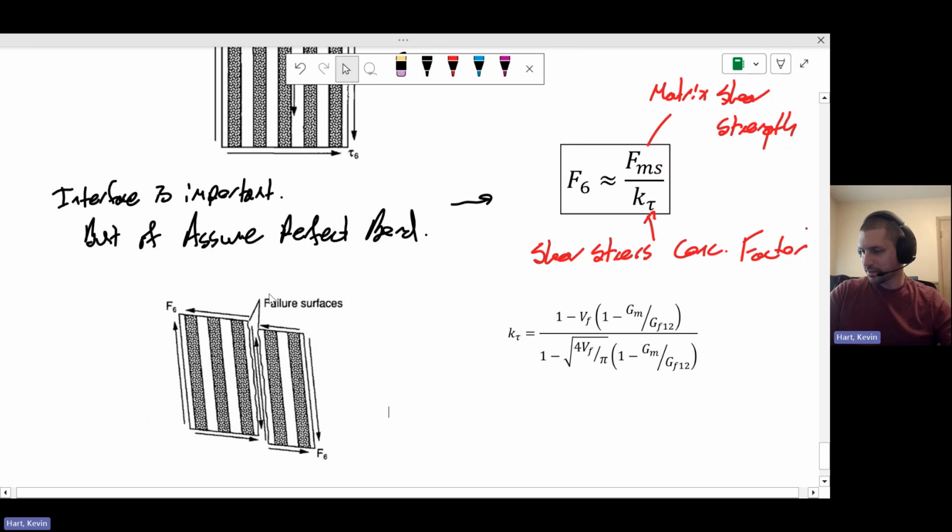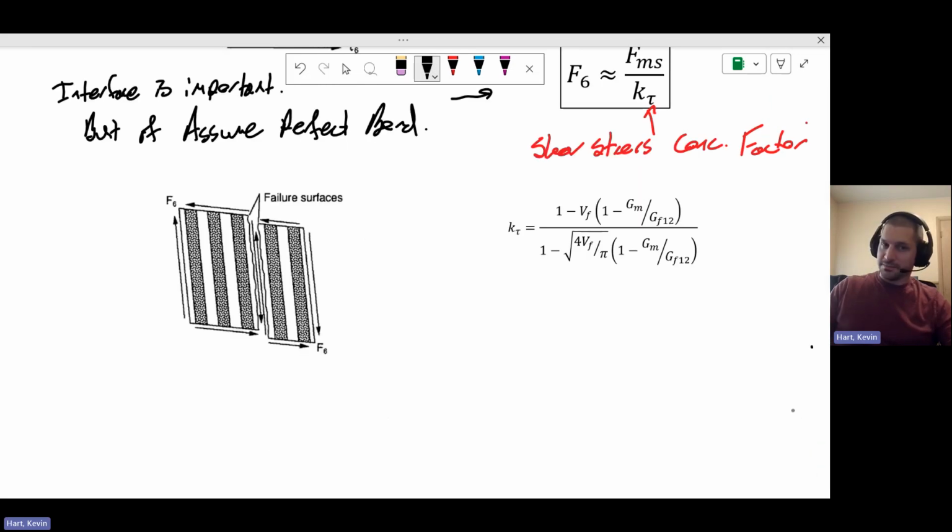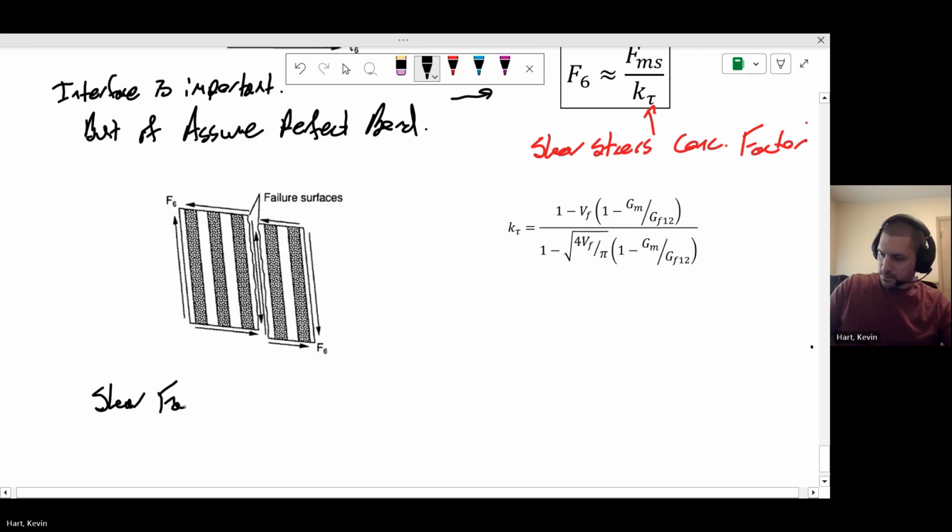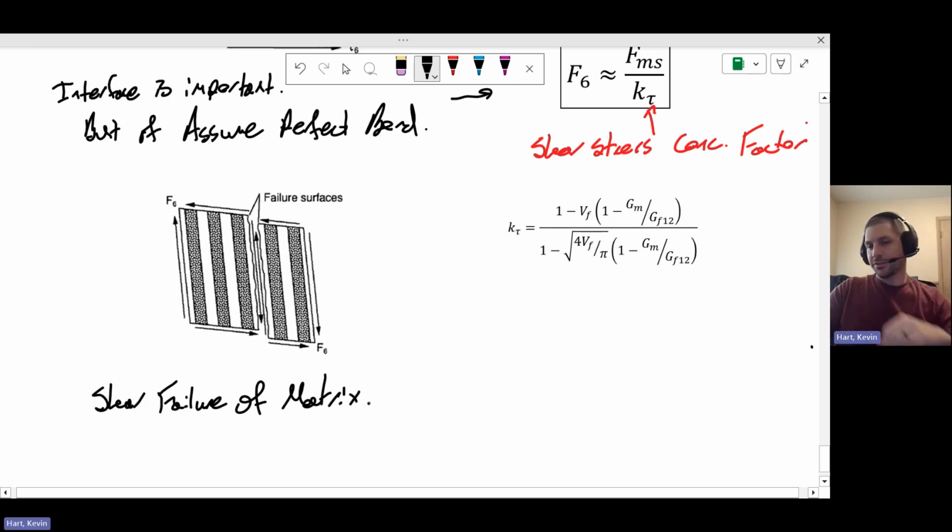Usually within the matrix, it's going to fail because the matrix has a low shear strength. And failure is usually in the matrix, right? So shear failure of matrix. And that's all she wrote. So those are the 5 ways that you might fail in a composite. We talked about longitudinal tension, longitudinal compression, transverse tension, transverse compression, and now the last one here is in-plane shear failure, this F6. But now we got them all.